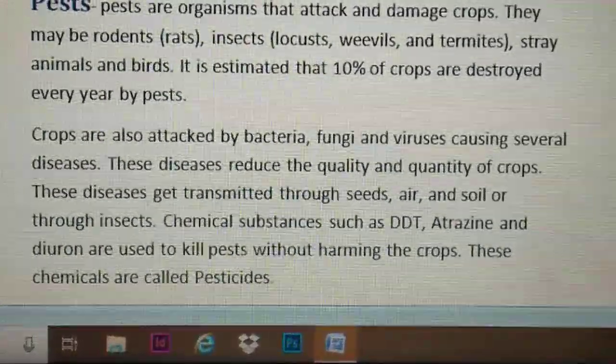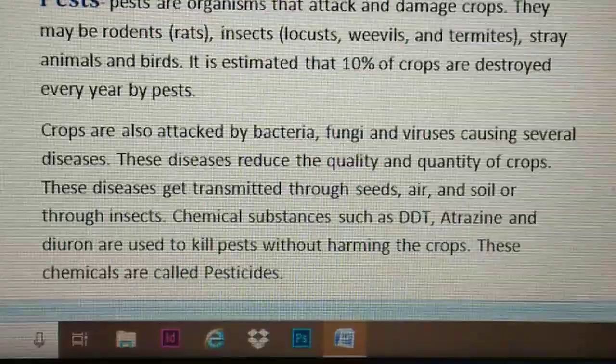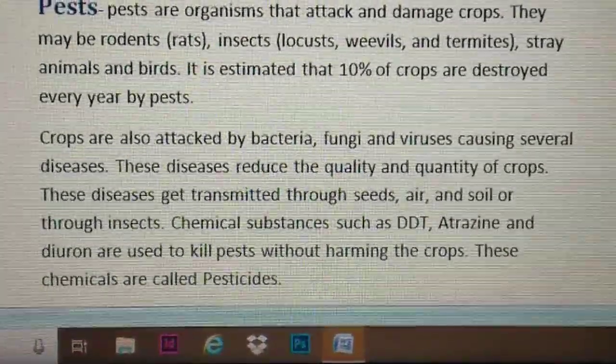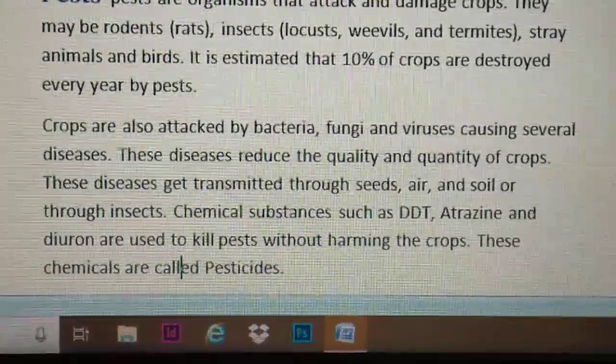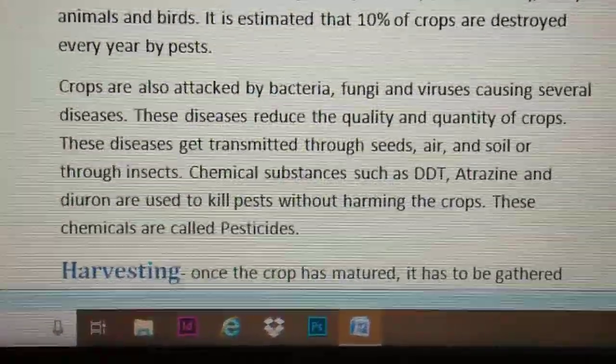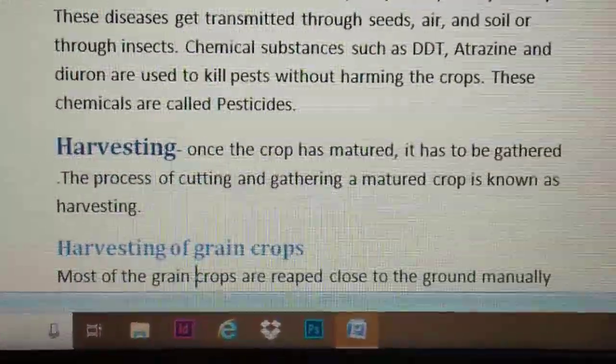Now what can we do? We can spray chemical substances such as DDT, atrazine and duron, which are used to kill the pest without harming the crops. And these chemicals are known as pesticides. Then we can come to the topic harvesting.